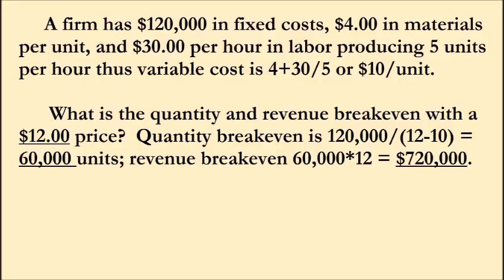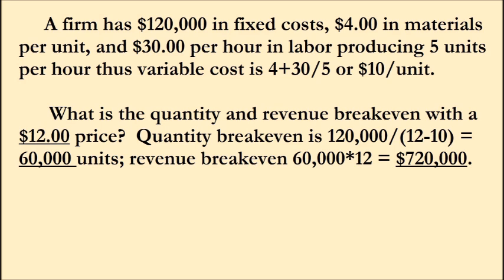We can figure that in units of quantity as well as in dollars. And it's time for an example. Let's say a firm has $120,000 in fixed costs: overhead, lease, salaries, utilities. And they have $4 in materials used per unit. And let's say they pay $30 an hour in labor, and that produces 5 units per hour. So the variable cost is that $4, and the 30 divided by the 5, which is 6, making a total of $10 a unit.